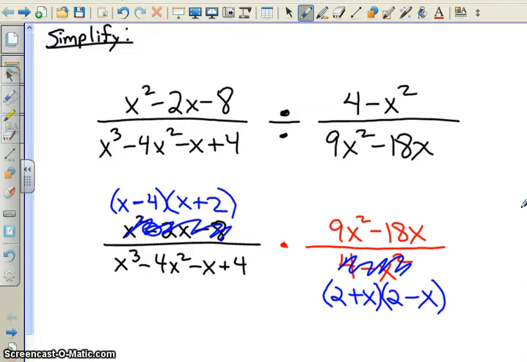This looks like it can be GCF'd. The greatest common factor of 9x squared and 18x is 9x. And when we pull that out of both those terms, that will leave us an x minus 2.